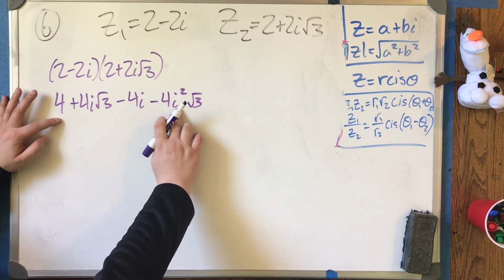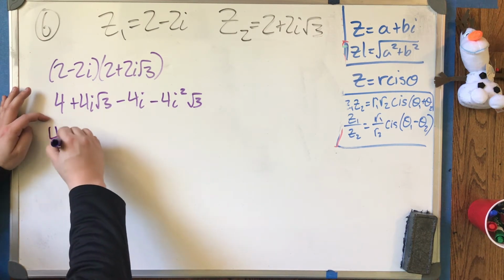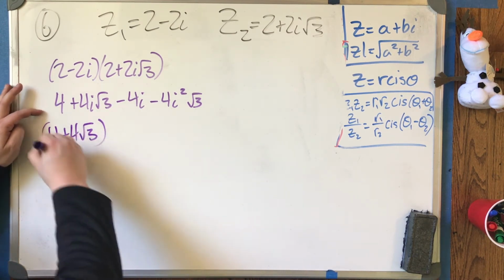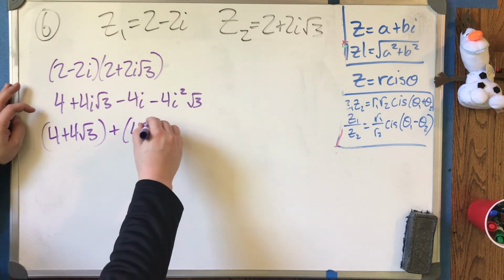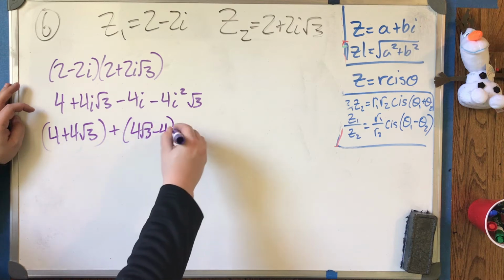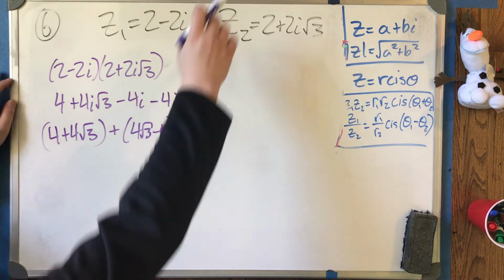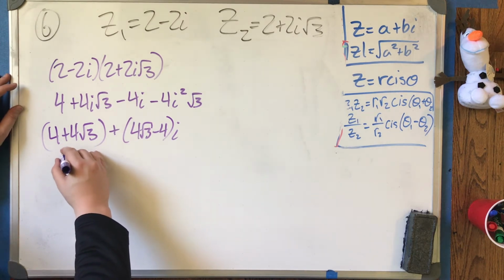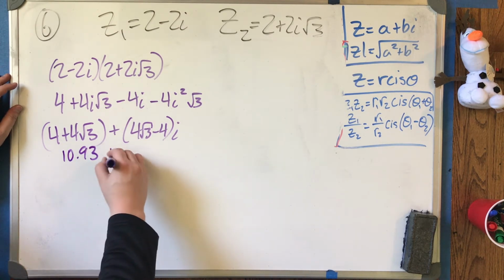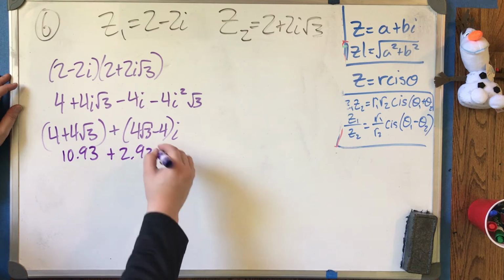So this i squared is really a negative 1. So I'm going to have a 4 plus 4 rad 3. Those guys don't have any i's. These two do. So I'll have plus 4 rad 3 minus 4i. And there we go. That's going to be officially what the answer is. If I type this all on the calculator, I'm pretty sure I get 10.93 plus 2.93i.